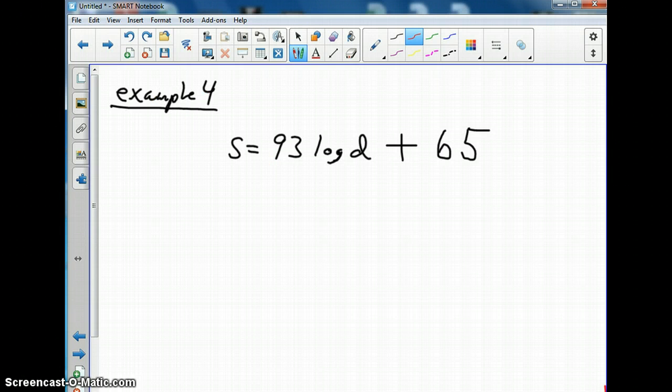All right, so here we go. This is a real easy word problem. You see that the tornado travels 220, so we're going to substitute 220 in for D. So you're going to write down S equals 93 log, and then for D, you're going to put in 220, and then close parentheses and plus 65. Okay, so go put that into the calculator. It's that simple. Just chuck it into the calculator.